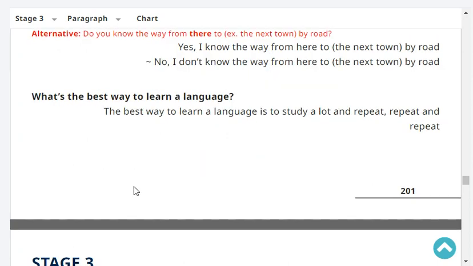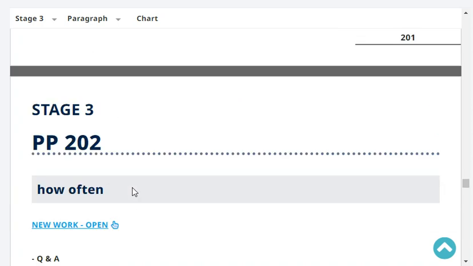What's the best way to learn a language? The best way to learn a language is to study a lot, and repeat, repeat, and repeat. Very good.